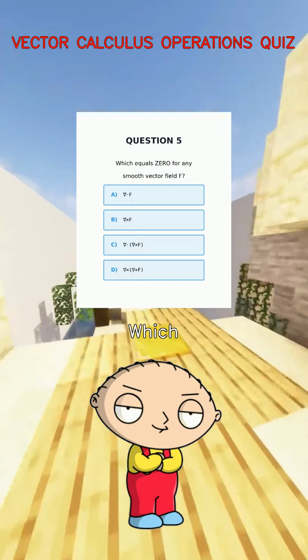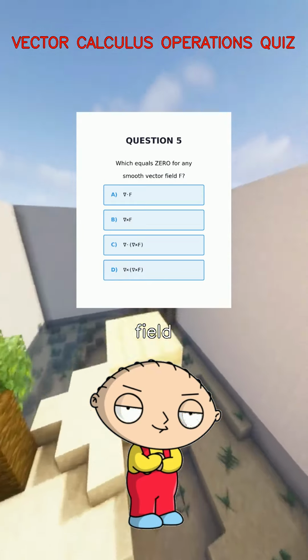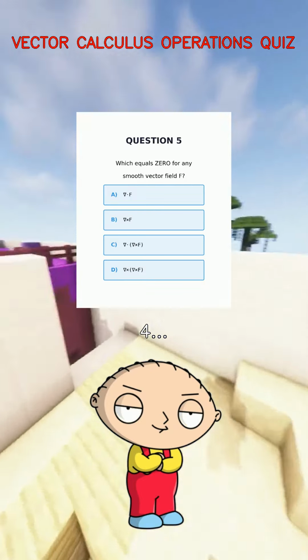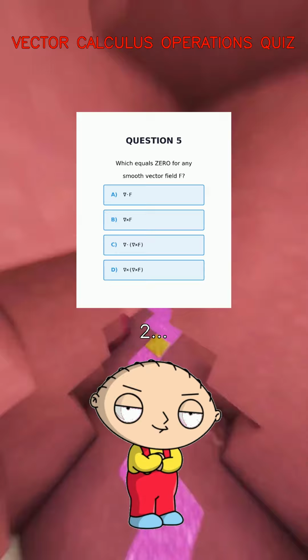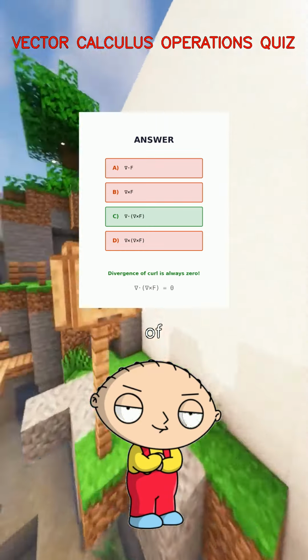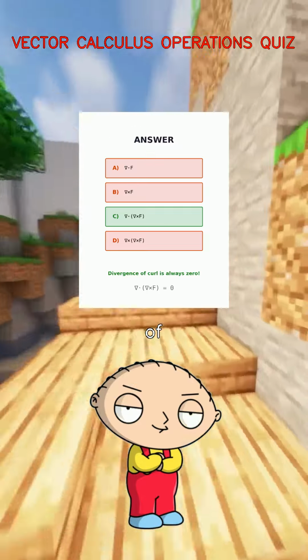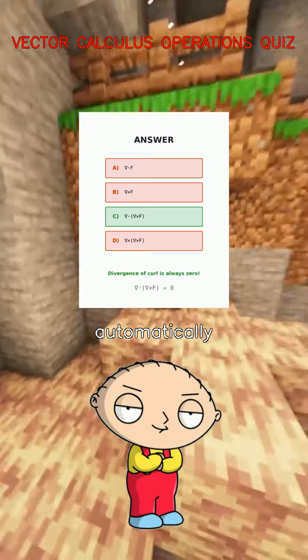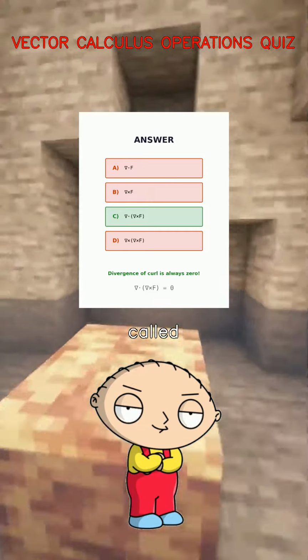Question 5. Which equals 0 for any smooth vector field f? Another fundamental identity is hiding in here. C, divergence of curl. The divergence of any curl is always 0. Any field that comes from a curl is automatically divergence-free. That's why it's called solenoidal.